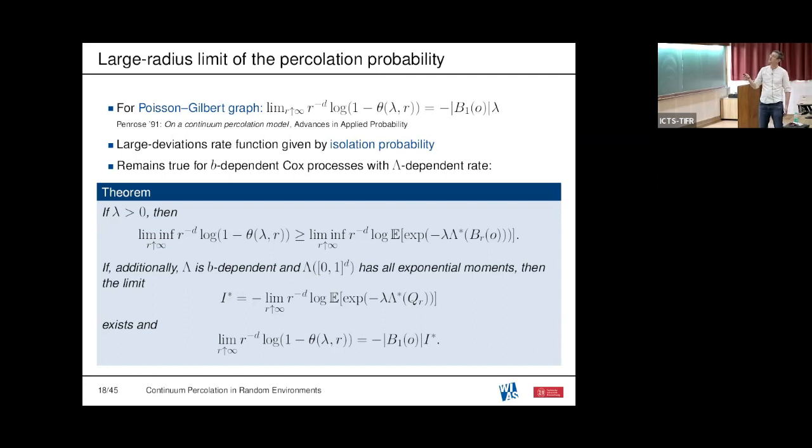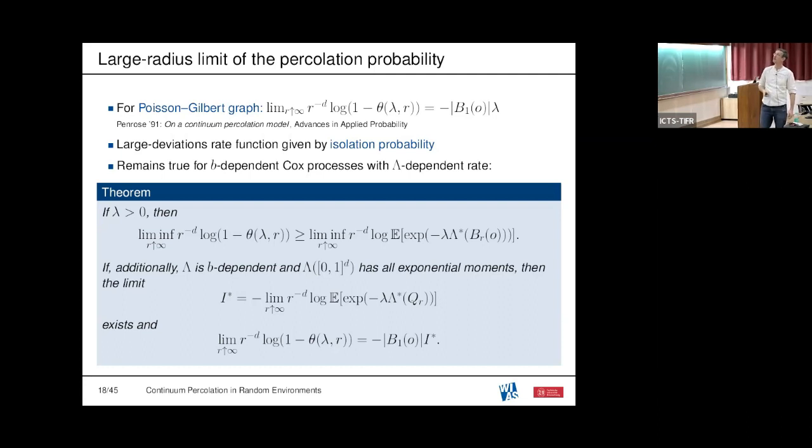And this is an older result by Penrose, one of the experts in the field. Maybe one direction here is quite simple to understand. If we want to lower bound the probability that the origin is not connected to infinity, we can simply assume that the origin is isolated, right? And the origin being isolated is a void probability under the Poisson point process. So it comes like e to the minus the volume around the origin times lambda. And already there you see the exponential behavior.